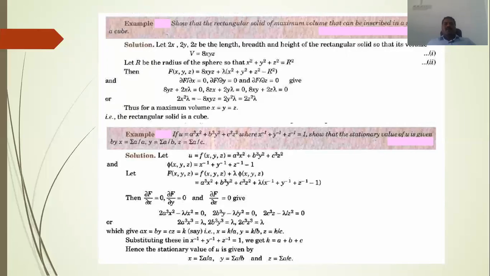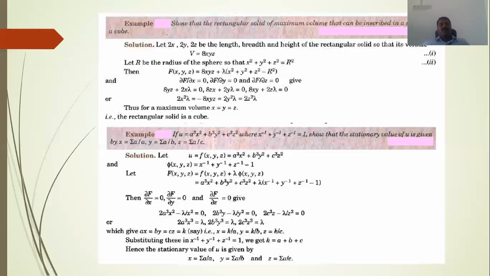If u = a³x² + b³y² + c³z², where x⁻¹ + y⁻¹ + z⁻¹ = 1, show that the stationary value of u is given by x = Σa/a, y = Σa/b, z = Σa/c. Now, let u = f(x,y,z) = a³x² + b³y² + c³z². What is the constraint? x⁻¹ + y⁻¹ + z⁻¹ = 1, meaning 1/x + 1/y + 1/z = 1.